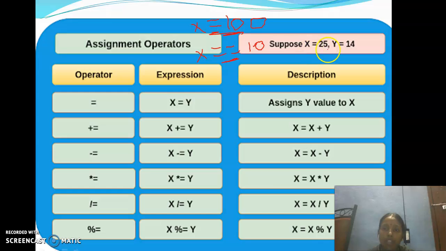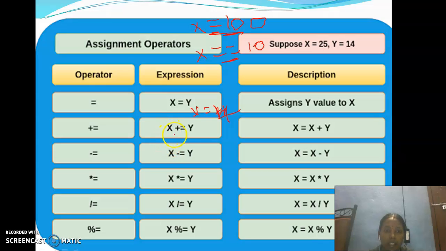Now suppose we have x as 25, y as 40. Now x equals to y means what? Assigns the value of y to x. Now your x contains what now? Your x contains here what? 14. That means the value of y we are storing in x. So your x contains 14 as the output.